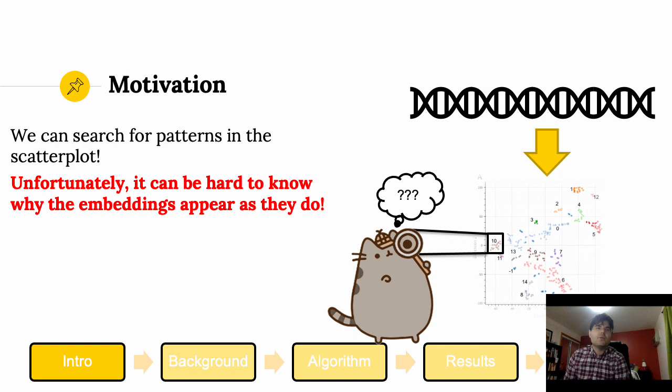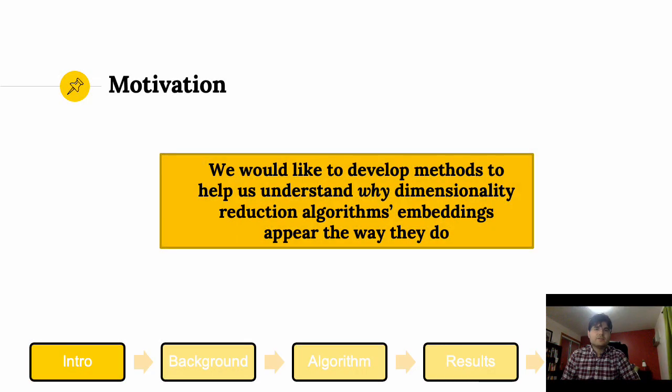Unfortunately, it can be hard to know why the embeddings appear as they do. Usually people would use things like enrichment analysis to understand the t-SNE embeddings, but these are post hoc. It's not clear what the justifications are for this. And this motivates this presentation. We would like to develop methods to help us understand why dimensionality reduction algorithms' embeddings appear the way that they do.